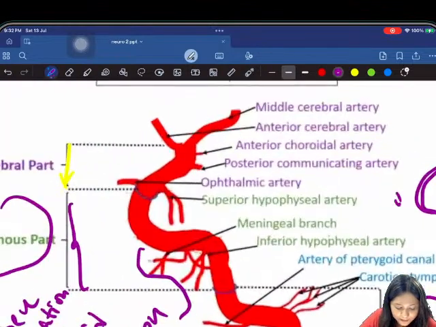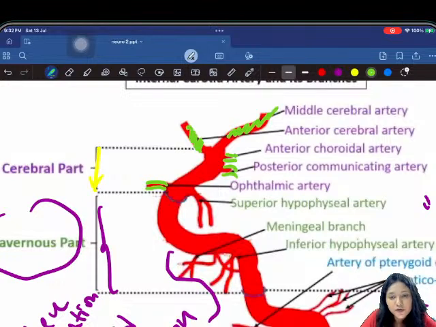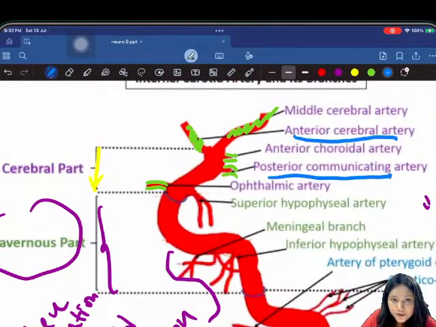Now we are concerned with the cerebral part. In the cerebral part, the first branch you can see here is the ophthalmic artery. Then you have the posterior communicating, anterior choroidal, anterior cerebral and the middle cerebral. So in the circle of Willis, the posterior communicating and the anterior cerebral are the branches from the cerebral part of the internal carotid artery. The posterior communicating artery is a branch of the internal carotid artery. It is not a branch of your posterior cerebral artery. And the posterior cerebral artery is a branch of the basilar artery.